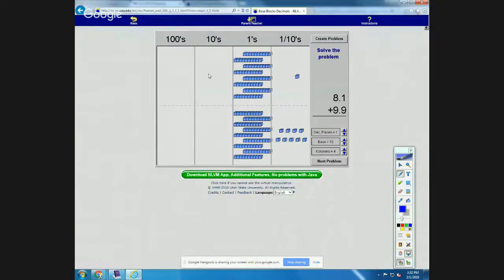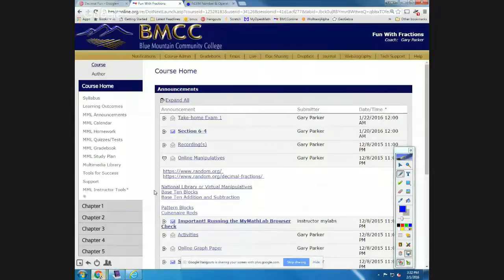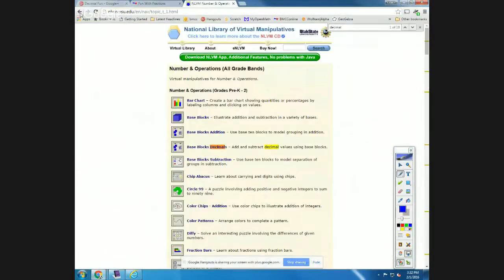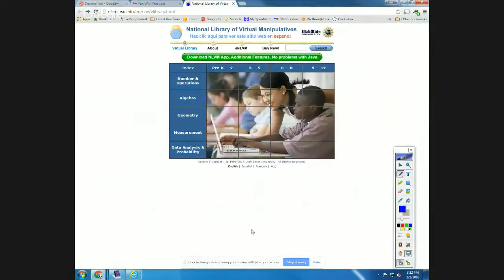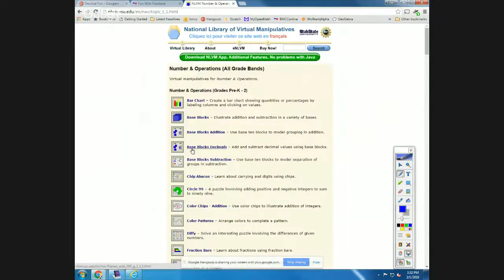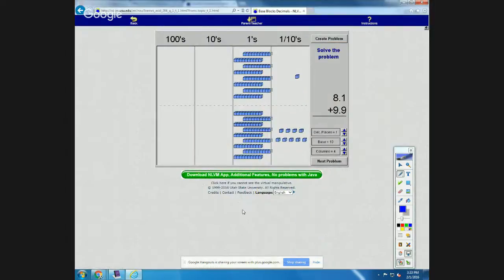So here's the National Manipulatives Library, page 1. I went in under number and operation, and then I was looking at the base block decimals. And we played with the base 10 blocks before. This is a virtual way to play with them again. What I get to do this time is I get to choose one of the blocks to be a fractional unit. So before, we let these little guys over here be the 1s, and then the 10s, 100s, and 1000s.